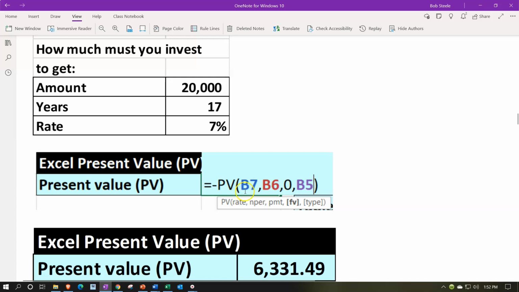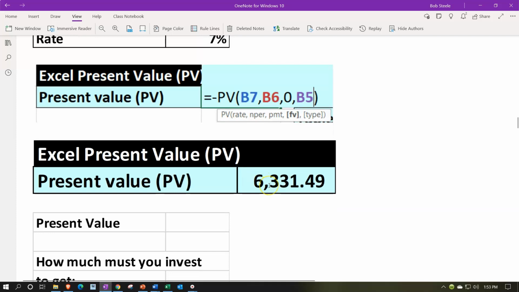What will be different? The rate is going to be pulled in. Then we've got the number of periods. The number of periods would be 17 in years here. This is where the difference would be. The payment, we're not talking payments because that's an annuity term. That's why it's going to be 0. And instead, we use the future value of the 20,000. That would give us that same number.